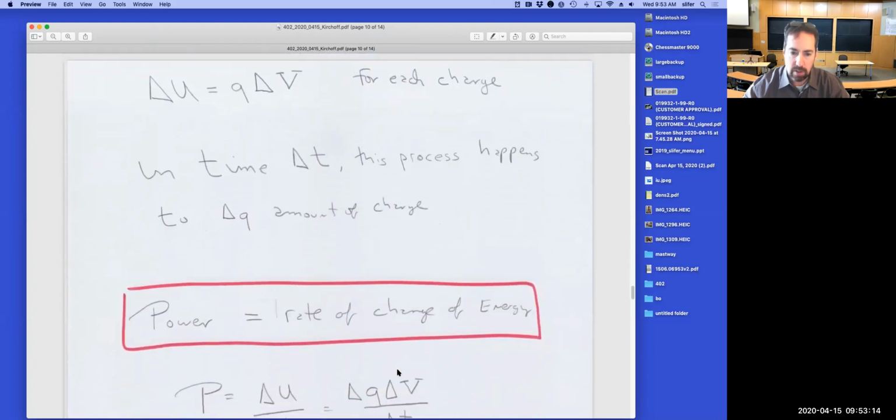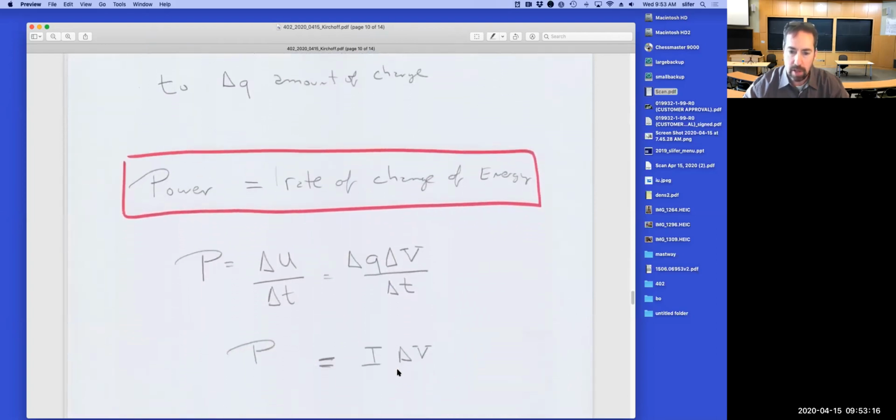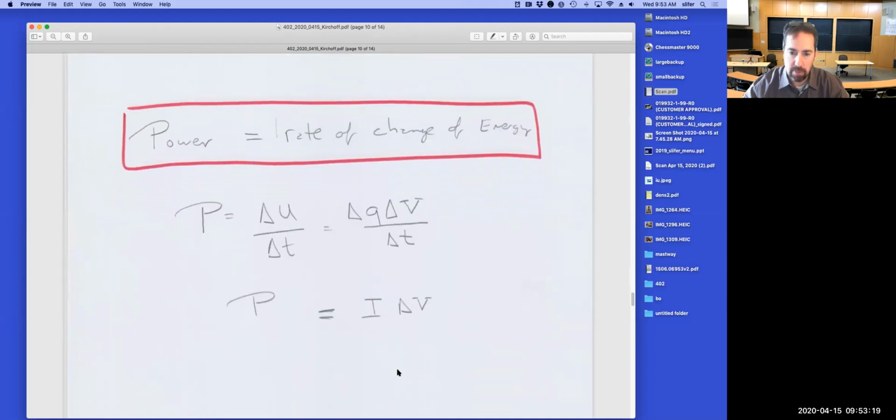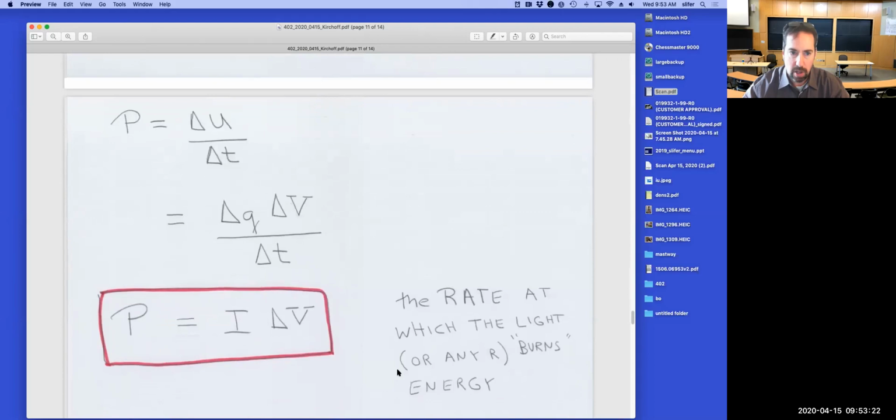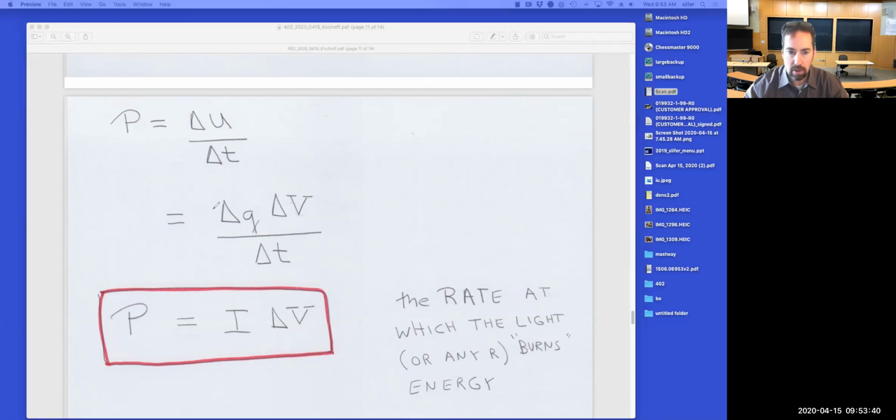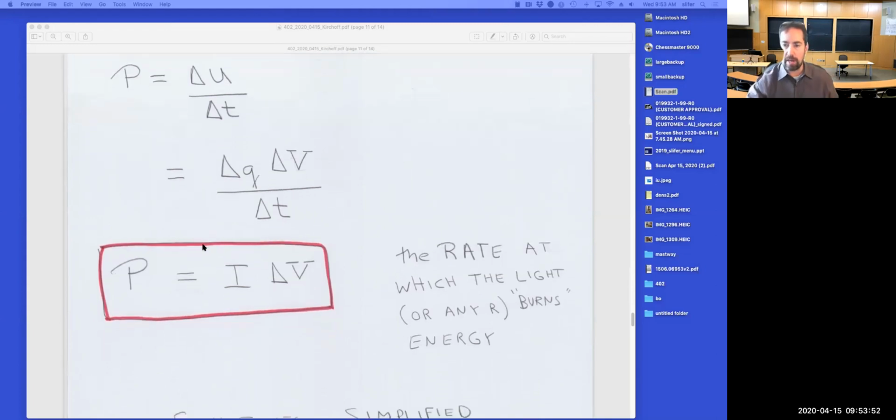So this power is the rate of change, right? If the power is the rate of change of energy per time, and my change in potential energy is delta Q delta V, then I have delta Q delta V over delta T. But just notice right here that this is the definition of current. So I have power is equal to I delta V. This is the rate at which your light bulb is going to consume energy.